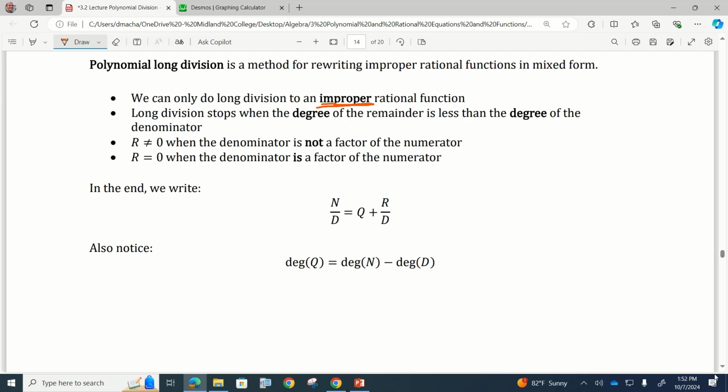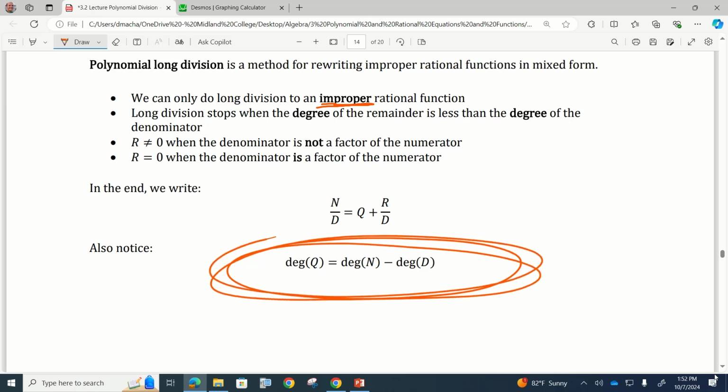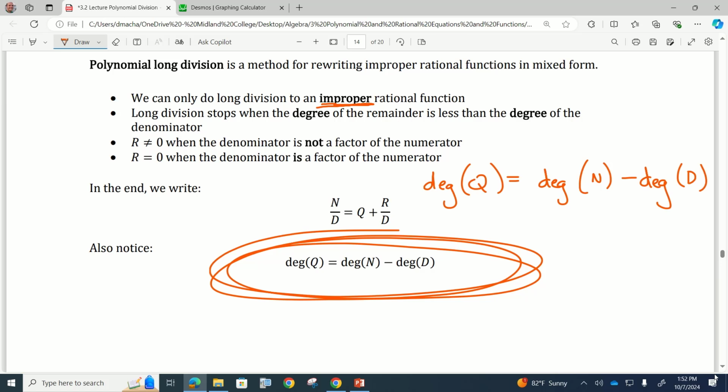And the last thing that I haven't actually said before, that you should pay a little bit of attention to, is that the degree of your quotient polynomial is equal to the degree of your numerator polynomial minus the degree of your denominator polynomial. So if we're only talking about degrees, you take the numerator minus the denominator, and that equals the quotient, just for degree.